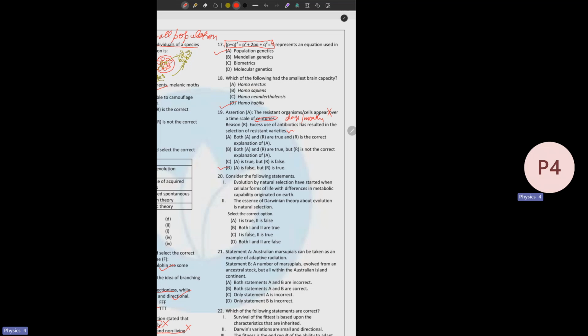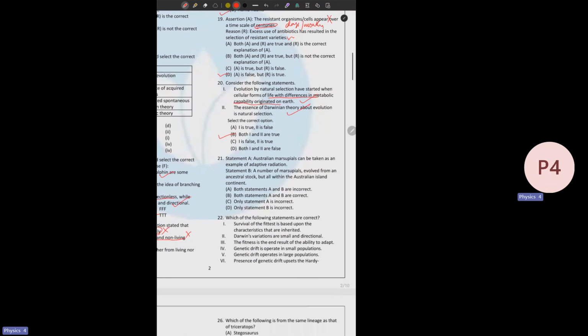Evolution by natural selection started when cellular forms of life with differences in metabolic capability originated on Earth. Yes, it is correct. The essence of Darwinian theory about evolution is natural selection. This is also correct, and hence B is the answer. Australian marsupials can be taken as an example of adaptive radiation. Yes, because a number of marsupials evolved from an ancestral stock, but all within the Australian island. Whatever types of marsupials arose, they were in that particular land habitat, that is Australia. So both the statements are correct.